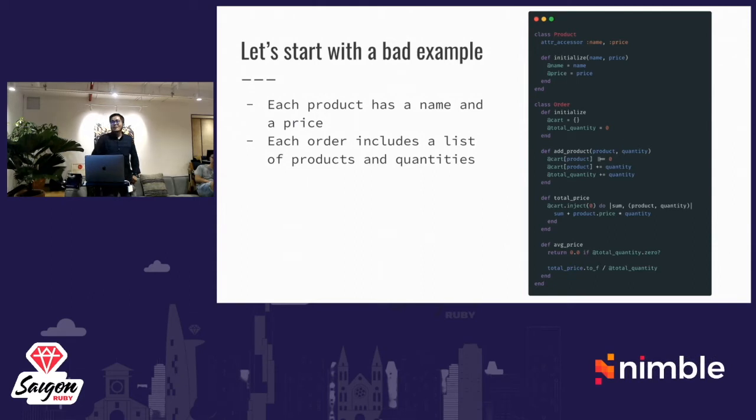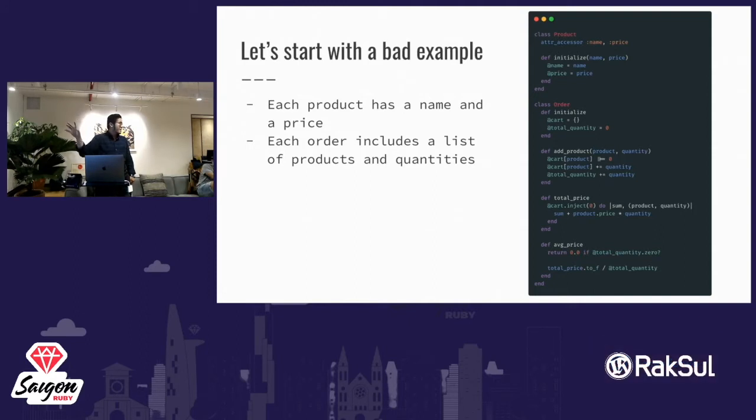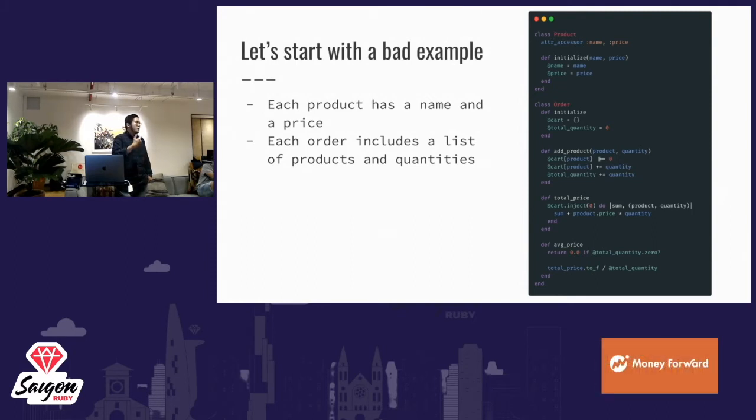Okay, let's get started with a really bad example. When I provide examples for a talk, it's really hard to demonstrate everything. So I will start with a first snippet to manage orders for an e-commerce website. We have two classes. The first class is the product, and the second class is the order. The product creates a product in the e-commerce system and just has a name and a price. The order manages the list of products and the quantity users put into the cart.